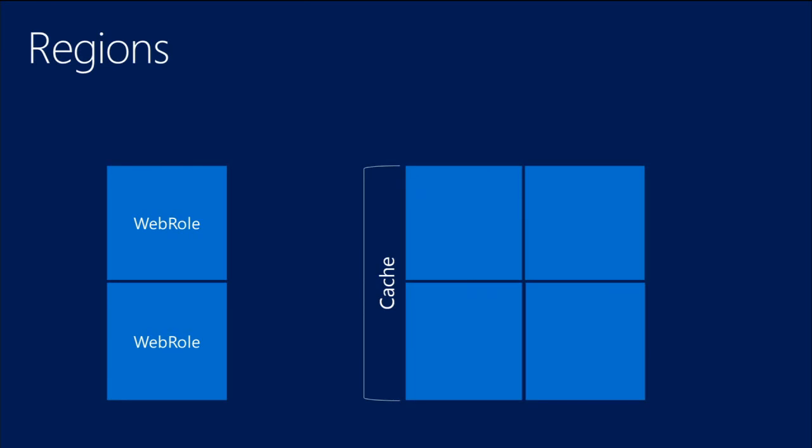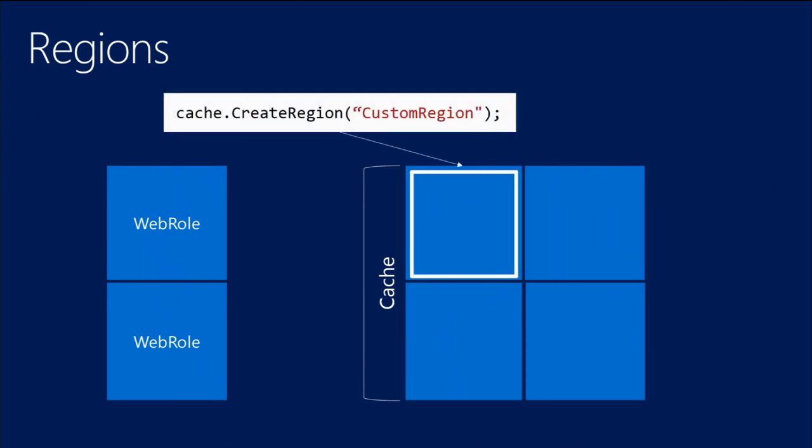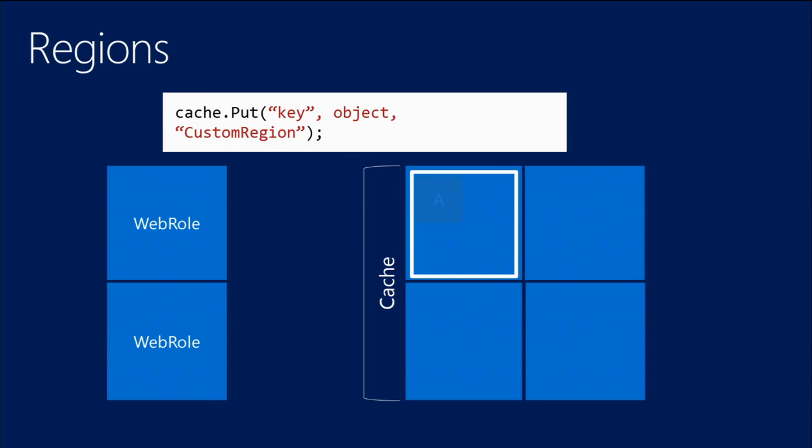Alrighty. The next advanced feature that we're going to be taking a look at is regions. A region is simply a logical container that you create, and then when you add items to the cache and associate them with that region, they're contained within that region. You can tell by looking at the graphic here, we've got a custom region, we've got 3 items in the region, and they're all contained on one node of the cache cluster. We've got 3 other nodes that don't have anything on them.